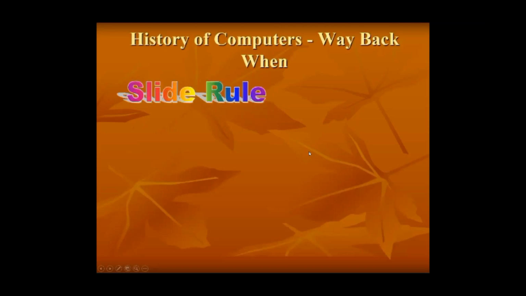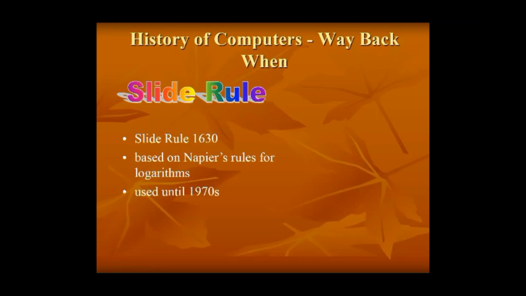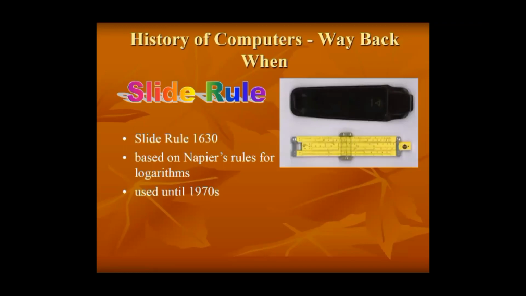Another technology way back, we have what we call the slide rule. The slide rule, 1630, is based on Napier's rule for the logarithm, and it's still used until the 1970s. So this is the slide rule. It looks like a ruler for us, but this is not. This is used to calculate multiplication and division.